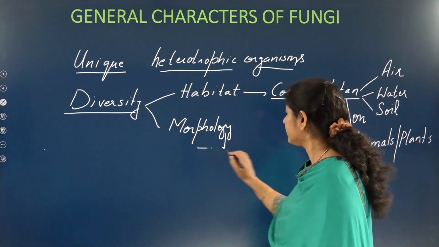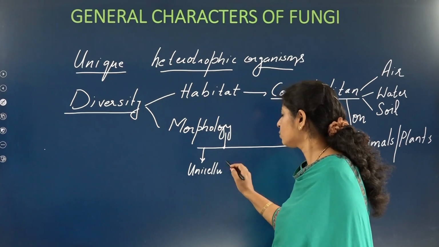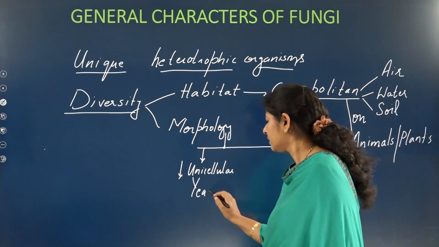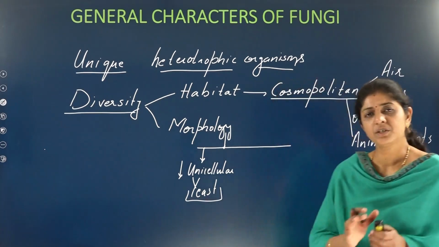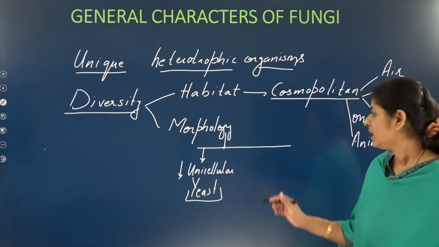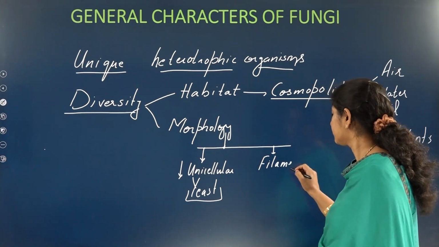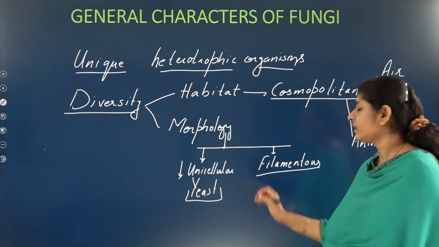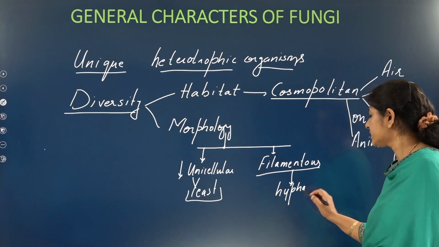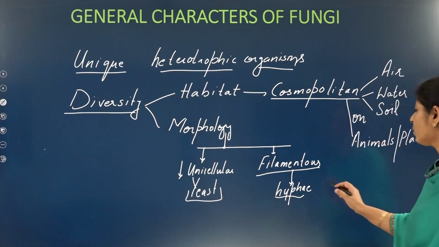And morphologically, why is it diverse? Because you will find unicellular forms here, which are very rare, for example yeast. Yeast is common, right? But being unicellular is not common in this kingdom. They show filamentous structures, which are cylindrical, elongated forms. These filamentous structures are technically called hyphae. Hyphae is the plural, hypha is the singular.